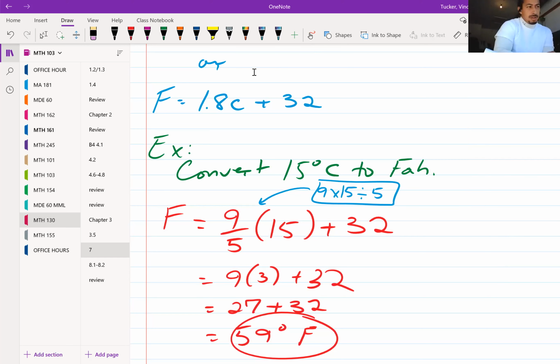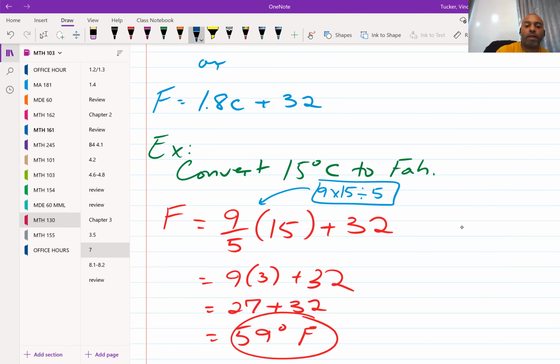That first step, 9/5 times 15. How do you solve that again? Like how you get here in the blue? You can put it in a calculator like that: 9 times 15 divided by 5. If you put it in a calculator like that, that'll give you 27.